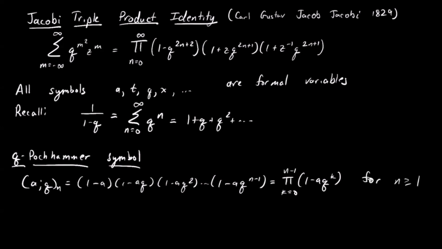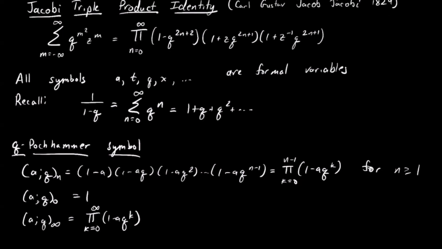So this will be a fairly standard notation. It's used a lot in number theory. We'll be using this to represent this infinite product. We will define (a; q) sub 0. This will just be defined to be 1. And then finally, we'll define the infinite product (a; q) infinity. This will just be the product of 1 minus a q to the k, as k goes from 0 to infinity. So it's the same product as (a; q) sub n, except we let n go to infinity, right? So we have an infinite product rather than a finite product. So this is our q-Pochhammer symbol.